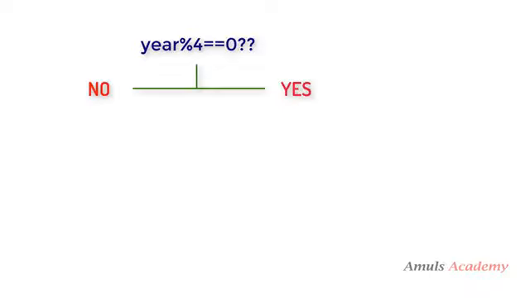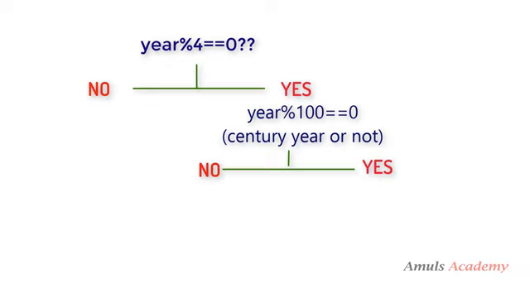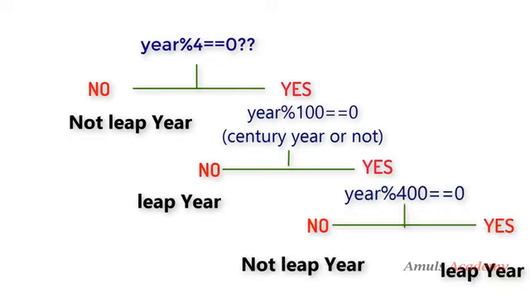So to find out the leap year, first we need to check whether that year is divisible by 4. If it is completely divisible by 4, then we need to check whether that is a century year or not. If that is not a century year, then no problem, that year is a leap year. If that year is a century year, then we need to check whether that is divisible by 400. If yes, then that is a leap year. If not, that is not a leap year. So let's write the program for that now.